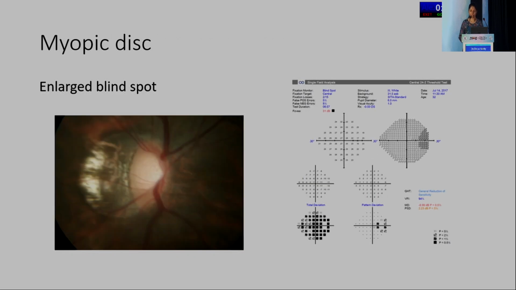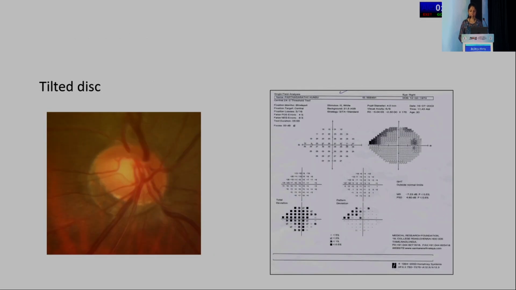It's a myopic disc showing enlarged blind spot in the visual field test. This is a tilted disc causing superonasal defects in the visual field.